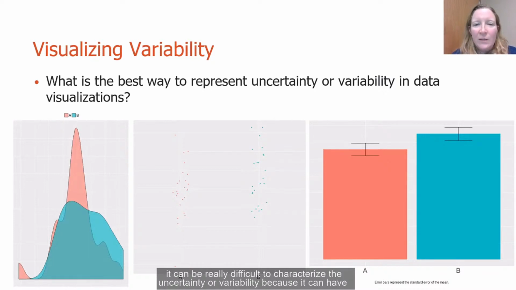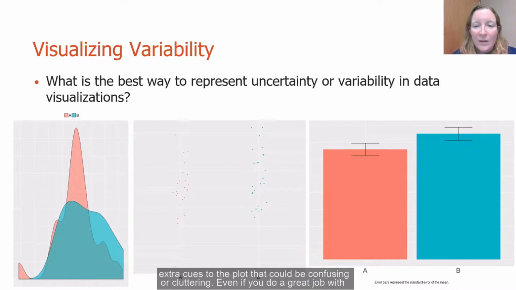First of all, it can be really difficult just to characterize the uncertainty or variability because it can have lots of different sources and causes. Even if you have a good characterization of the variability in your data set, that information can be difficult to visualize because it might involve adding extra cues to the plot that could be confusing or cluttering.